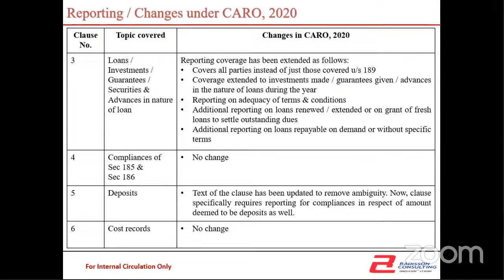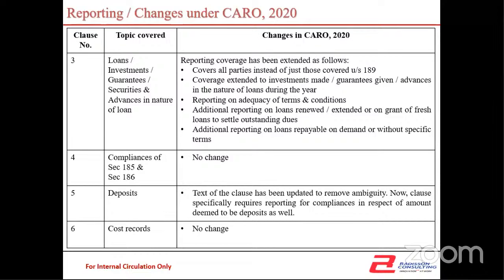Next point, additional reporting on loans renewed or extended or on grant of fresh loans to settle outstanding dues. So it may happen that the company may not be able to repay its loan on time. So it may go for renewal or extension, or it may ask another bank for a new loan so that it can settle an outstanding due. In such cases, the auditor is required to report the amount of loan and the nature of such loan.